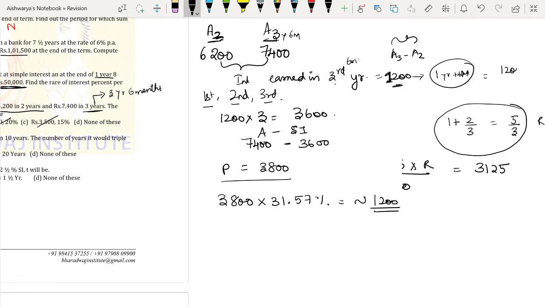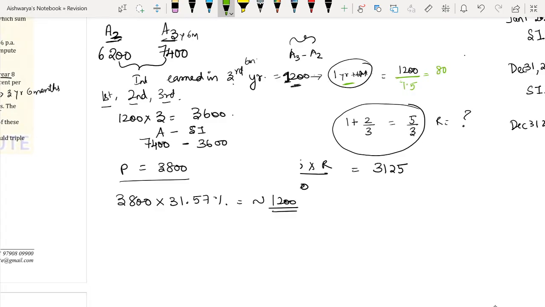So what you need to do is bring it down to 1 year. I'm just showing an alternative question, so that if it is asked this way in the exam, 1 year and 6 months, 1 year and 8 months, 1 year and 4 months, anything else. So 1,200 is the interest earned in 1 year and 6 months. In that case, you have to divide it by 1.5. Then 1,200 divided by 1.5 will be 800, which is the interest earned in third year or per year.